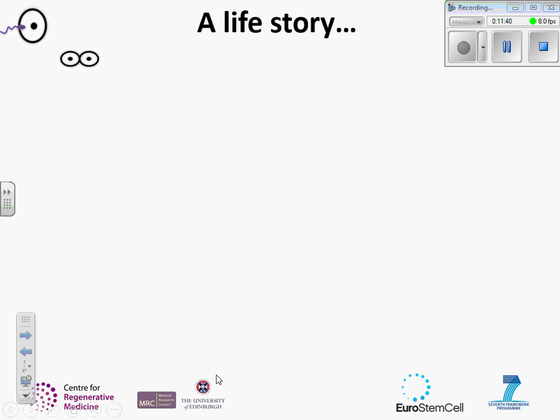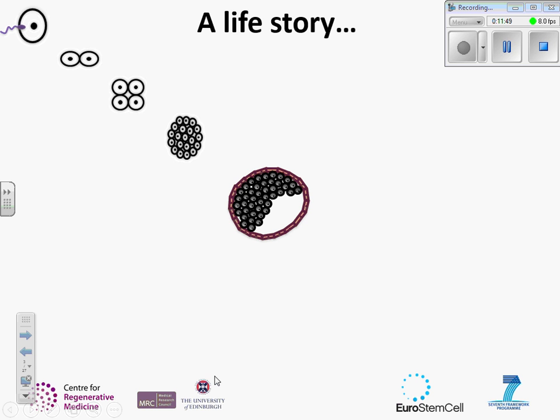Once we've got to the 2-cell stage, we get mitosis of each of those to 4, and then so on, so we get a ball of cells. And then we get the development of the first sort of recognizable embryonic thing called a blastocyst.